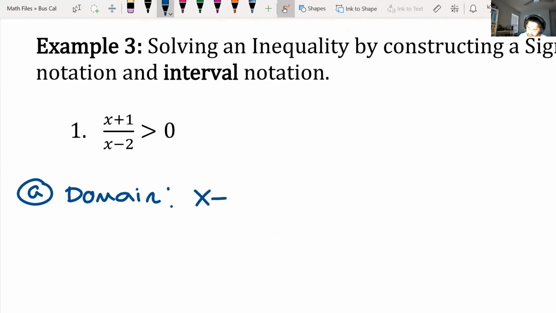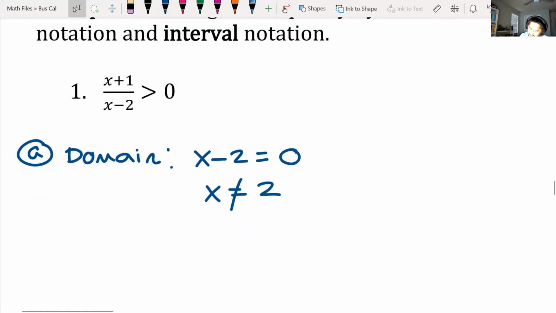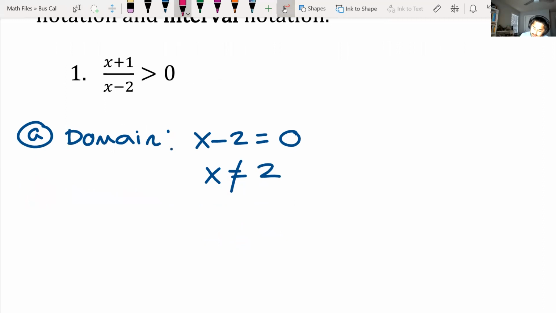X equals 2. Good, because you're going to set the denominator equal to 0 and solve for x. But can it actually be equal to 2? No, because the denominator will become what number? 0. Good. And then B, the next thing we're going to do is solve for the X intercept.